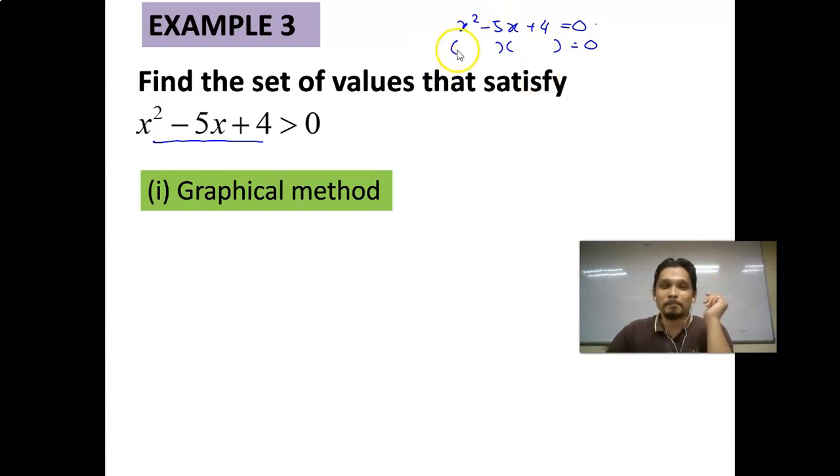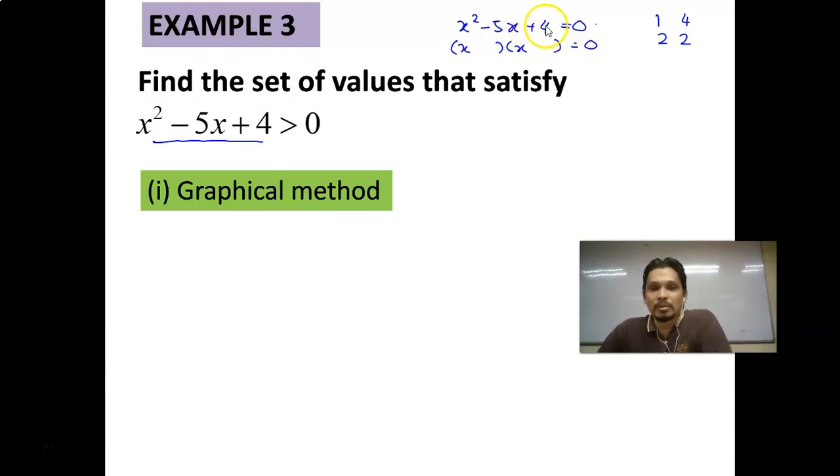So then x and x. For 4, what combination of two numbers multiplied equals 4? It's 1 times 4, since 1 times 4 equals 4, or 2 times 2 equals 4. Because this is the product, or product of roots.